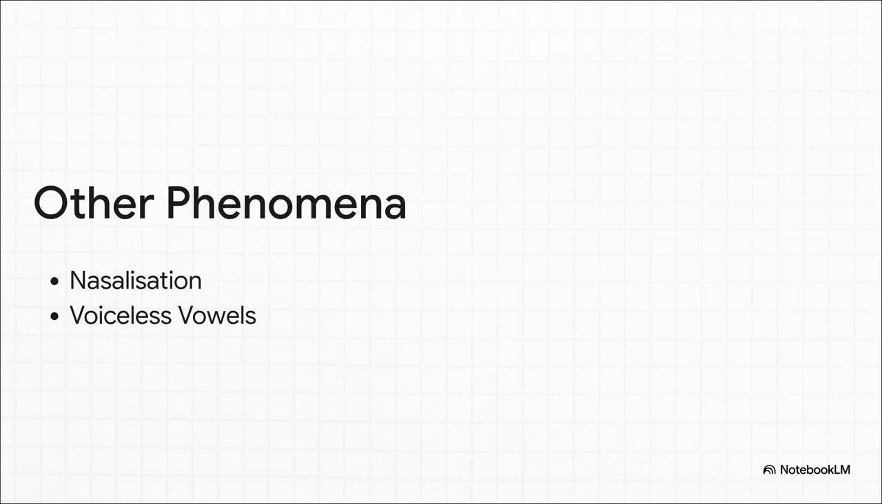Nasalization happens when a vowel is slightly influenced by a neighboring nasal consonant, like M, N, or NG. Just think of how the vowel in man sounds a bit nasal. Then we have voiceless vowels. This is a super specific context where a weak vowel actually loses its vocal fold vibration entirely because it follows an aspirated voiceless plosive. But hey, those are minor. Let's get to the main event.